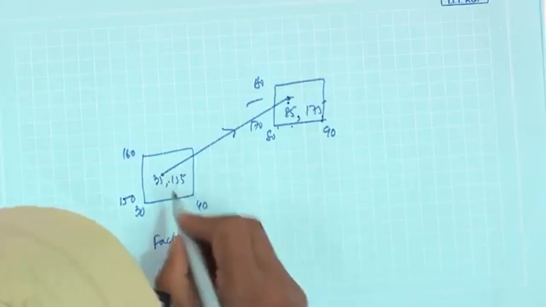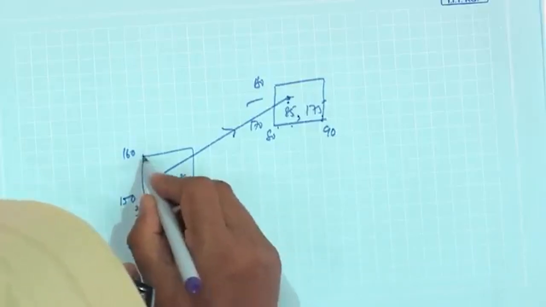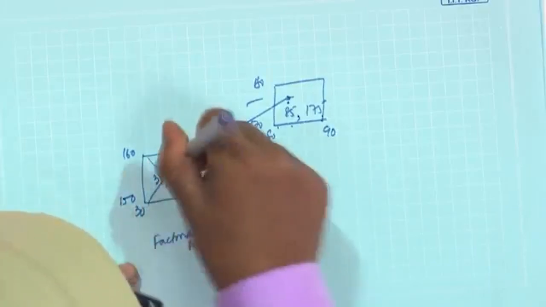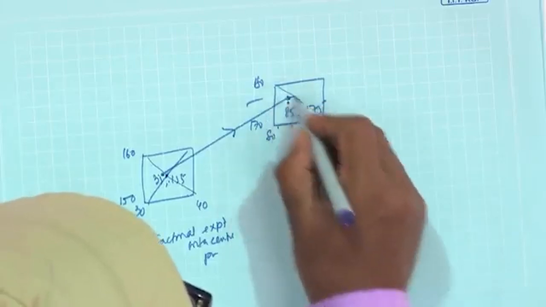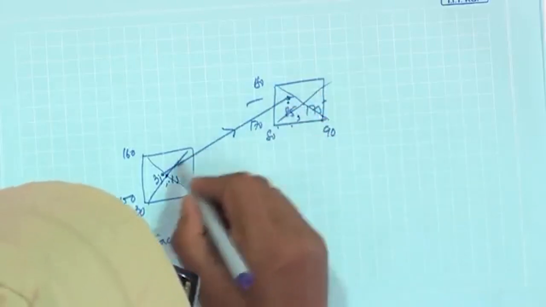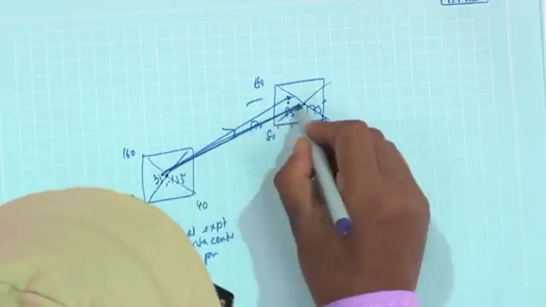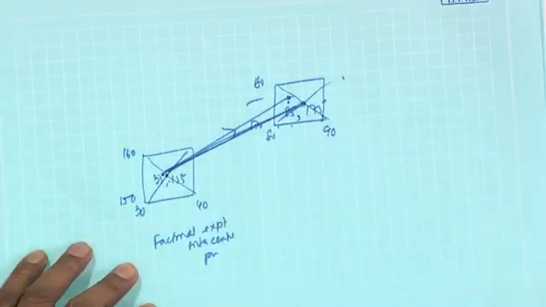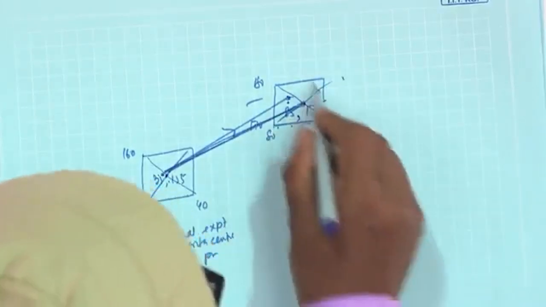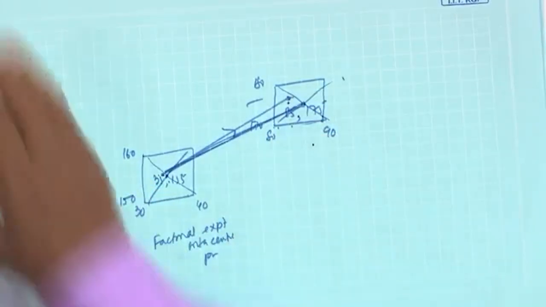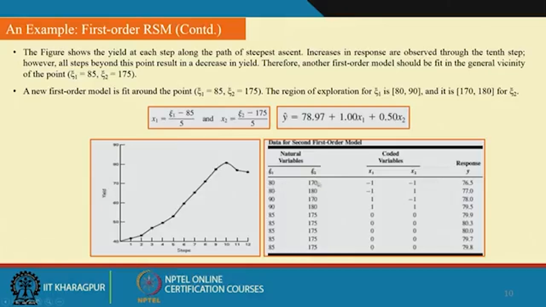That means this is the case. So, a factorial experiment with center point here. Here also you do a factorial experiment with center point. So, that means you are going from here to here. Okay, a factorial experiment with center point. And then 80, 170, and this is what it is in the coded design. Okay. So, once you do the experiment, you are getting the response values like this.